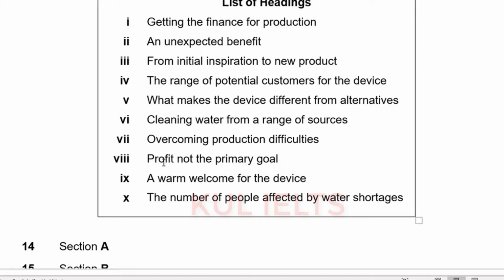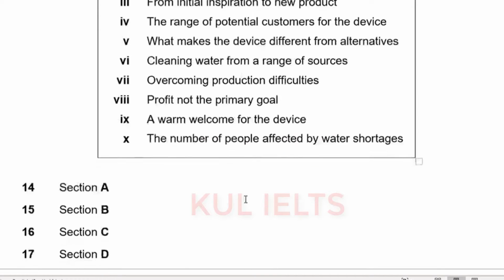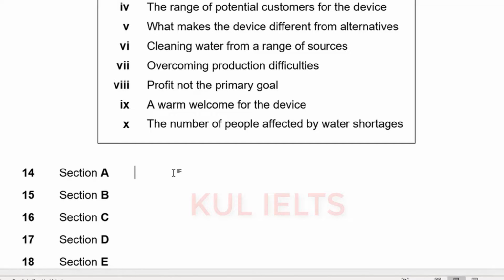Production difficulties. At this stage, read these quite carefully, because you're going to have to look at them again and again. So take some time on this first one to read them carefully. Overcoming production difficulties, no. Profit is not the primary goal. A warm welcome for the device, a warm welcome. Number of people affected by the shortages. All right, so I'm actually pretty happy about that one. From the initial inspiration to a new product. I'm not 100%, but I'm going to just put it in. Maybe you can just put it in pencil.